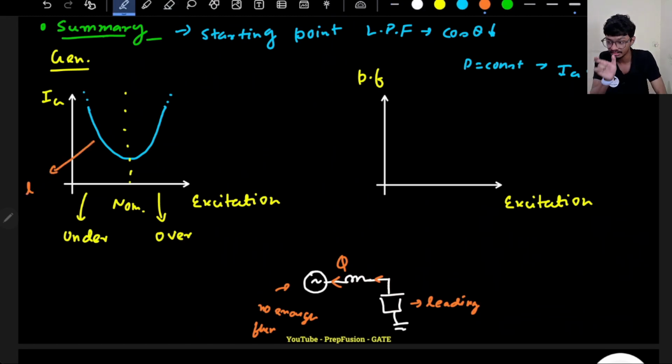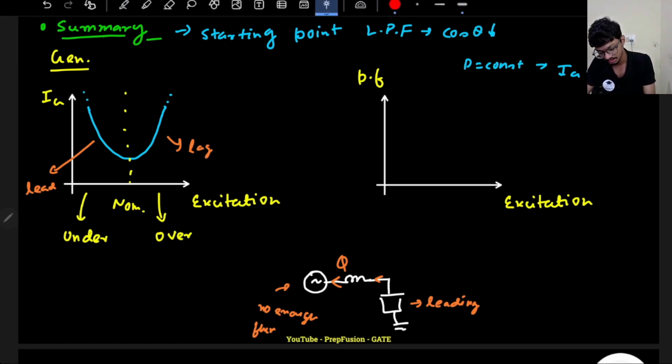So again, power factor is always with respect to load. So as load is delivering reactive power, the left hand side will be leading, and obviously the remaining side will be lagging. Same for the power factor graph, it will just be opposite, right? Because initially IA will be very high, then slowly power factor will improve because I'm increasing the excitation. So at nominal excitation, cos theta will be 1. So it will be highest and it will be an inverted V curve.